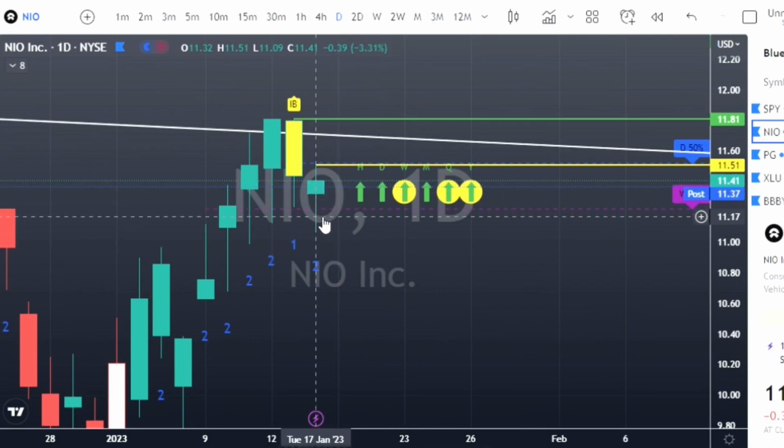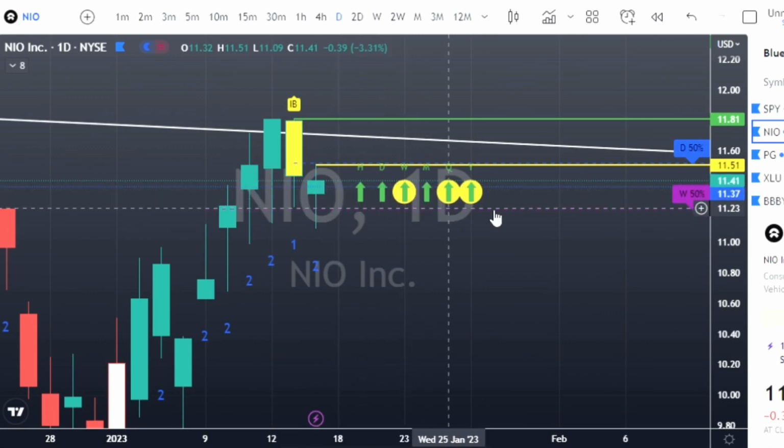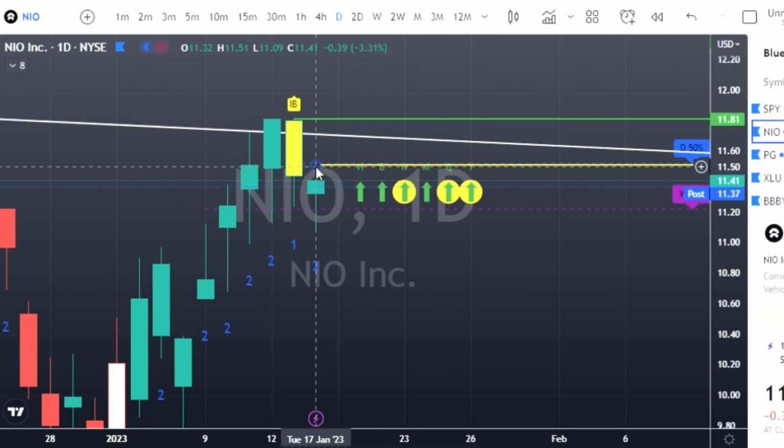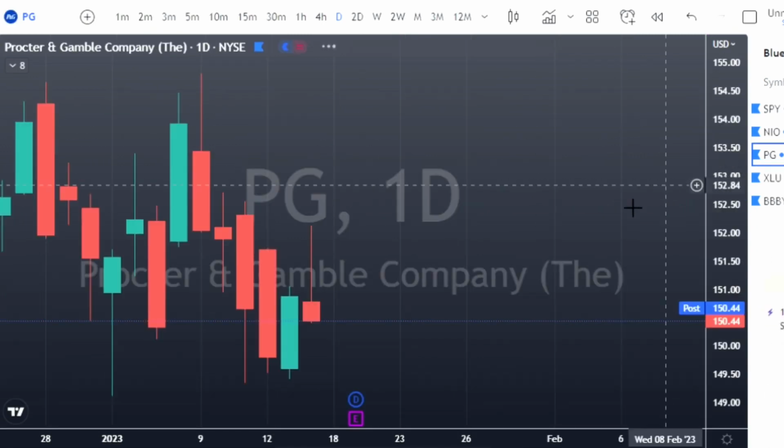You can say, yes, we have a hammer candle, and yes, we've got full time frame continuity to the upside, meaning this is a high probability trade. So we can look for NEO to trend back to the upside. We'll go to Procter & Gamble. I'm going to move through these a little bit quicker now.